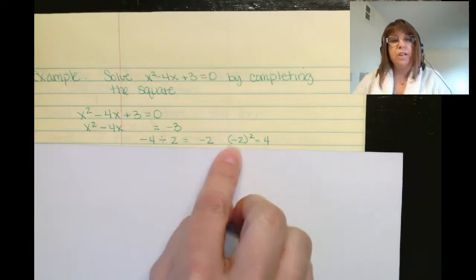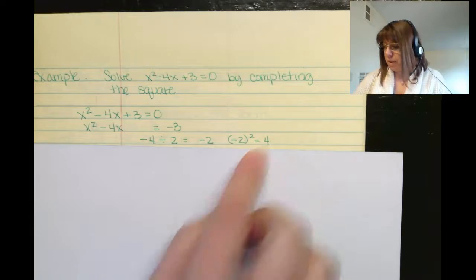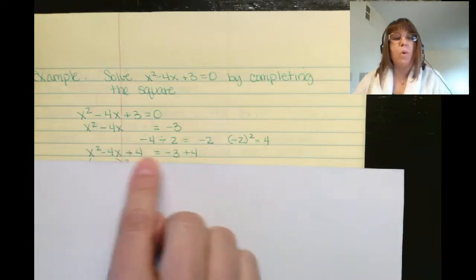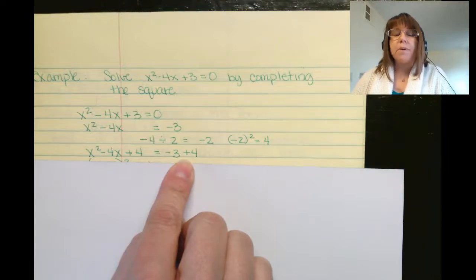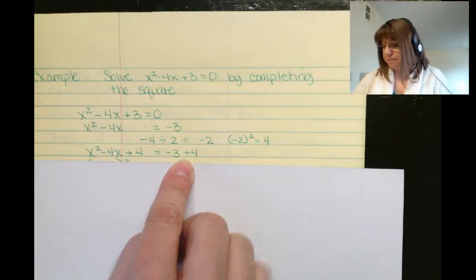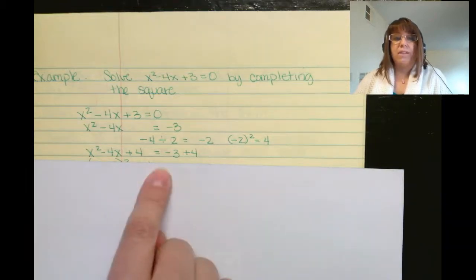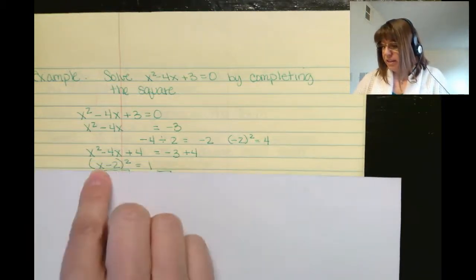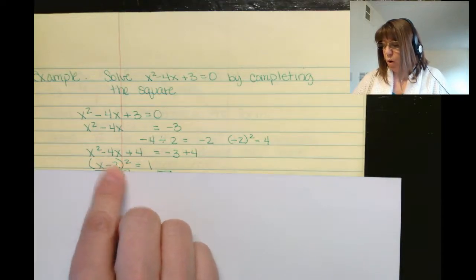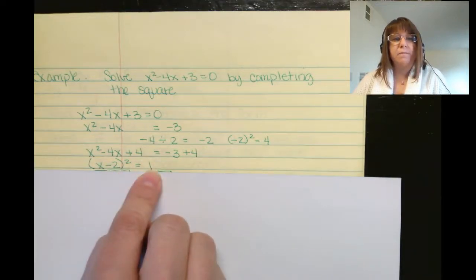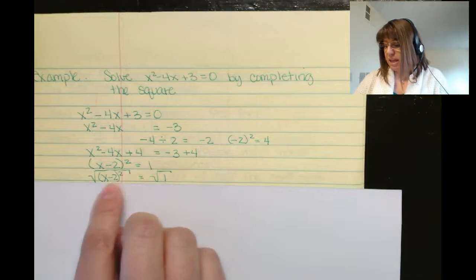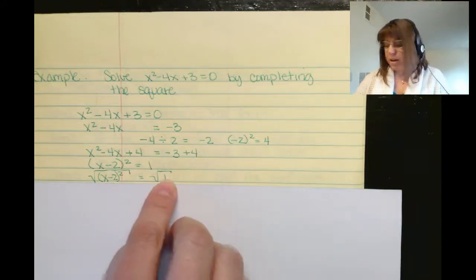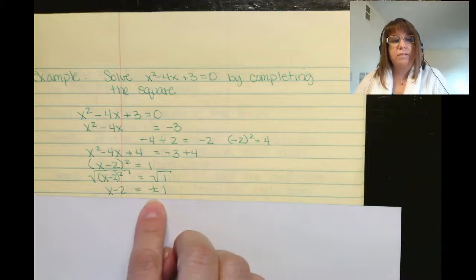That's negative 2. Square it, and that gives me 4. I'm going to add 4 to both sides of the equation. As long as I add the same value to each side, I'm not changing the solution set. Now that I've added 4 to both sides, it gives me (x minus 2) quantity squared equals 1. I'm going to take the square root of both sides. The square root of a square gives me x minus 2, and the square root of 1 gives me plus or minus 1.